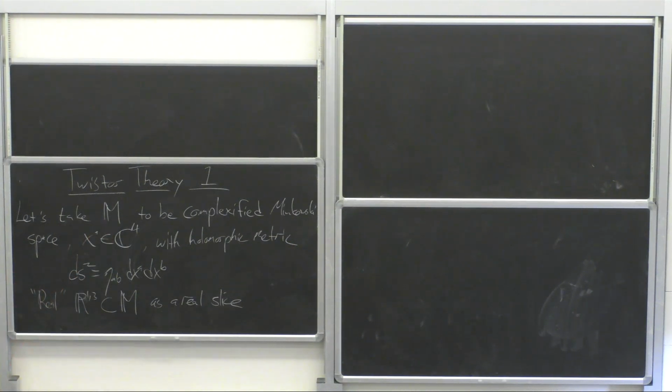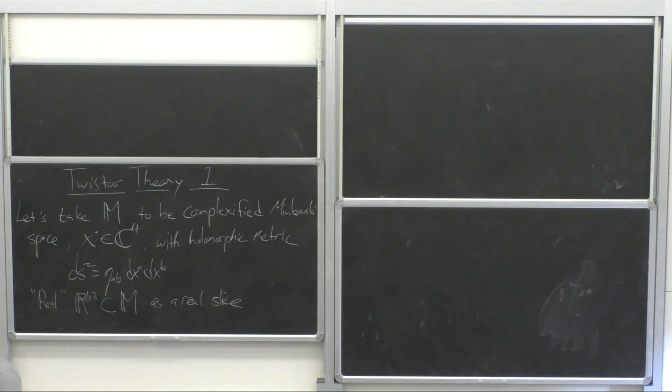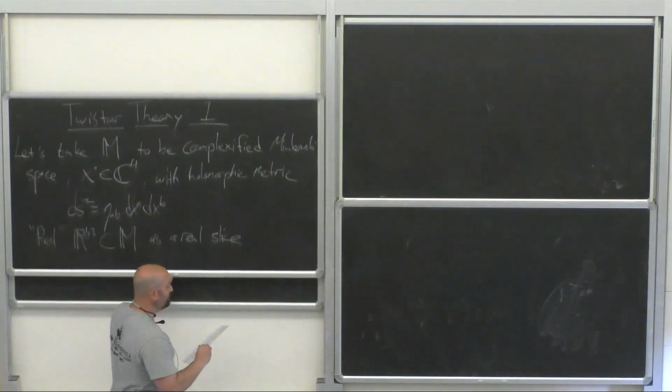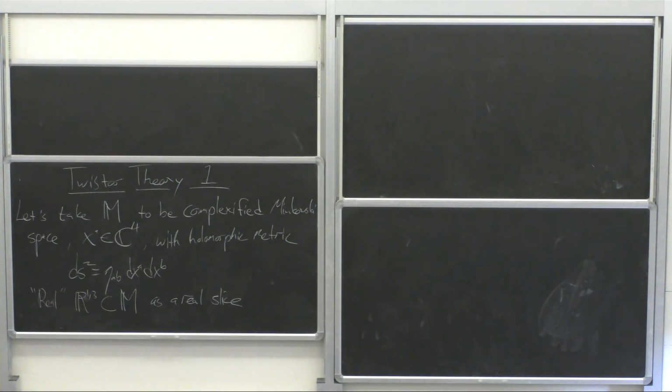For the same reason that I relaxed myself about reality conditions in the previous lecture. We're just going to let ourselves talk about things in this complexified setting, and if we need a reality condition, we'll impose it. And I'll try to be kind of clear about that. Yeah, there are no x-bar components here. That's what I mean by a holomorphic metric.